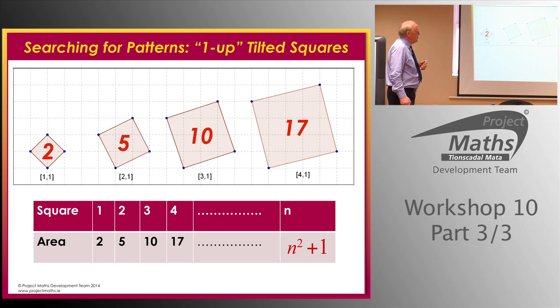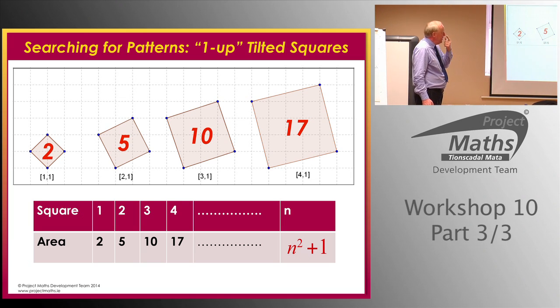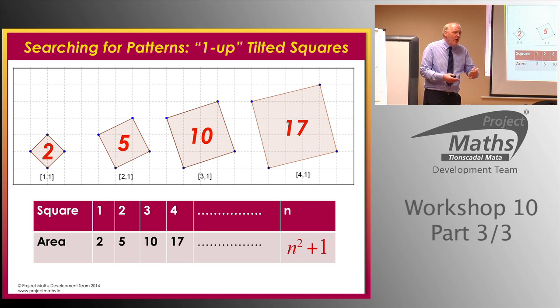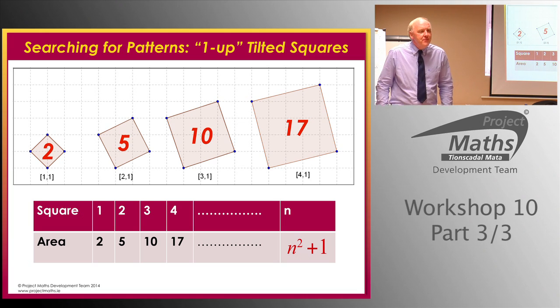Now we had those 2, 5, 10, and 17. We're just looking for a pattern here. So 1 along, 1 up has area 2. 2 along, 1 up has area 5. 3 along, 1 up has area 10. 4 along, 1 up has area 17. Now, what about n along, 1 up? Can we see any pattern in that one, or could we give a shot at what the general one would be?